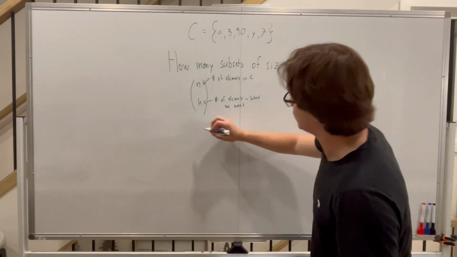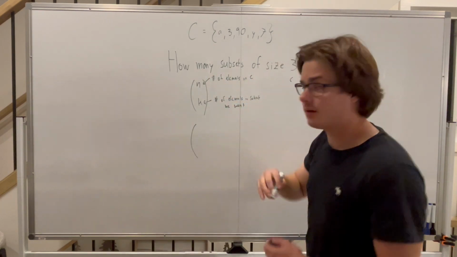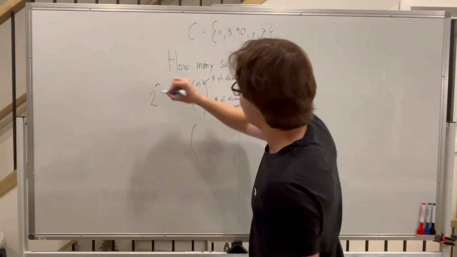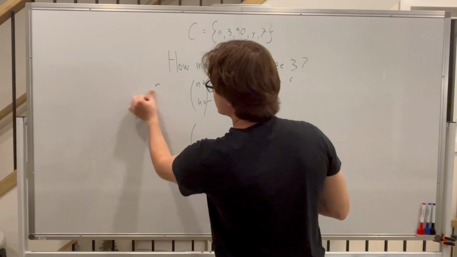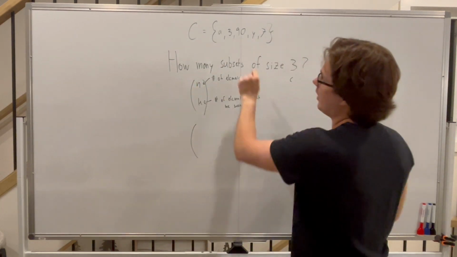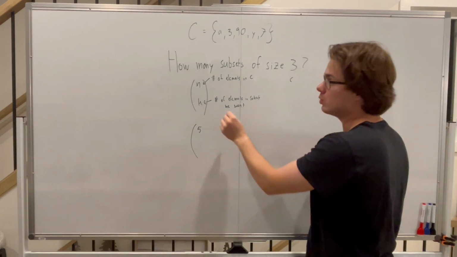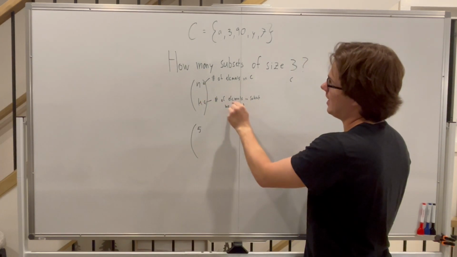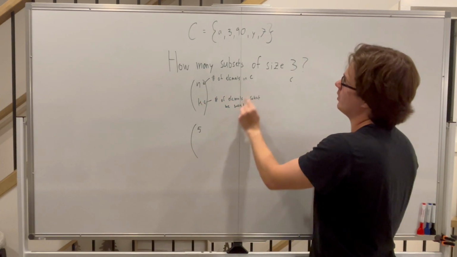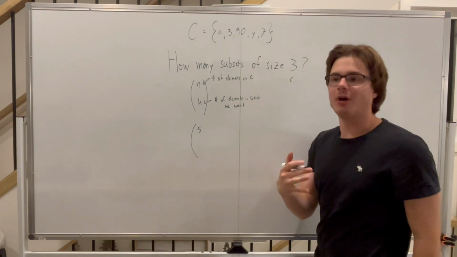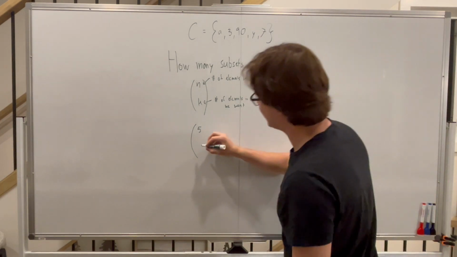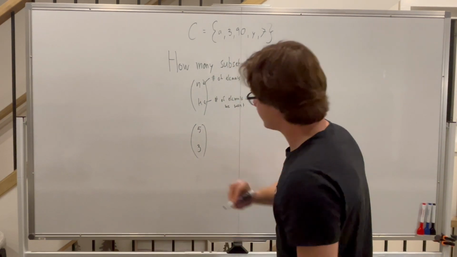So in this question, it's going to be n. As you remember, we did 2 to the n. These n's are the same number, so we know n here is going to be 5, because C has 5 elements. So it's going to be 5 choose k. What is our k? The number of elements in the subset we want. Well, we want size 3, which means we want subsets that have 3 elements. So it's going to be 5 choose 3.